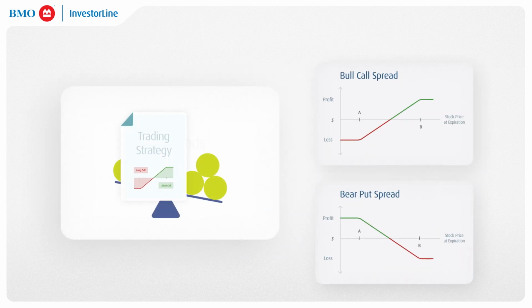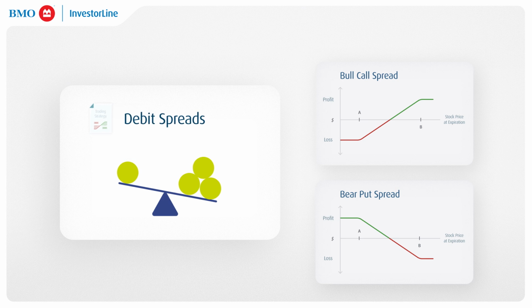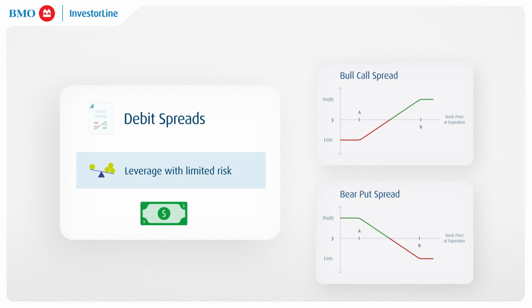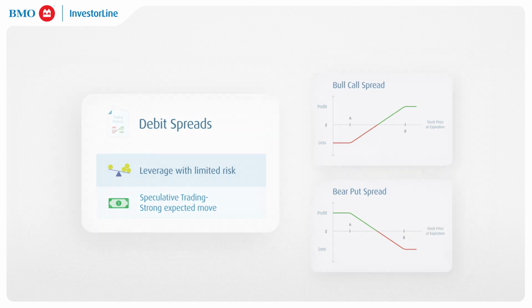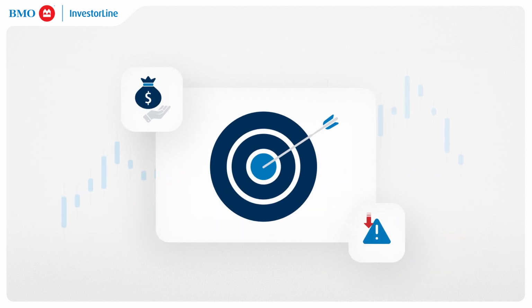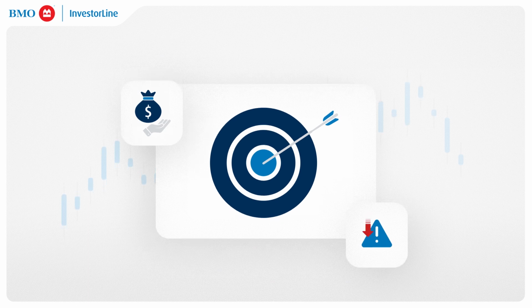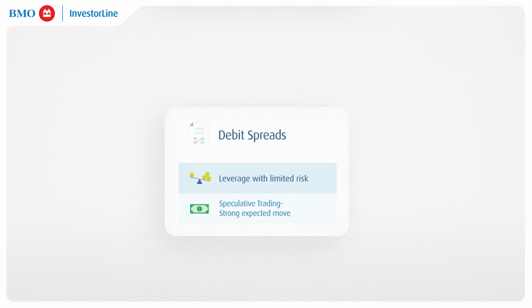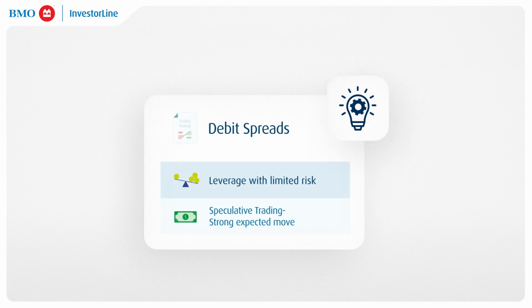In summary, a debit spread can provide a blend of two key features of options: leverage for a directional view with limited risk, and the ability to capitalize on a strong expected move through speculative trading. It allows you to take a directional view with a higher probability of profit and lower risk than a single-leg long call or put. These features make debit spreads a practical strategy when you expect a sizable move from the underlying.